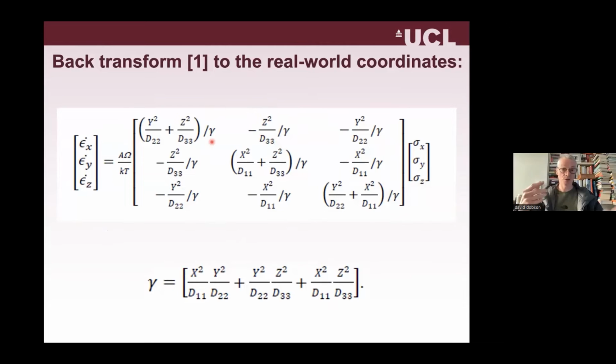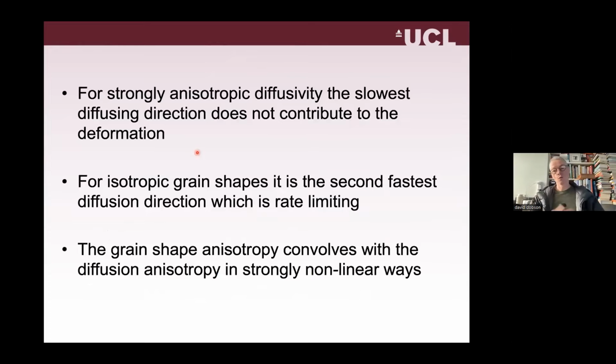Okay, so this is the equation that I'm going to be using. It's for that special case of stresses parallel to crystallographic axes. Okay. What we find is that for a really strongly anisotropic diffusivity, the slowest diffusion direction doesn't contribute to the deformation. Okay. We also find that for isotropic grain shapes, it's the second fastest diffusion direction which is rate limiting, because of course, you can diffuse as fast as you want in the fastest direction, but you have to bring the material from somewhere. And it's faster to bring it from the second fastest direction than it is in the slowest direction. Okay, so the slowest direction doesn't contribute, and you end up rate limited by the second fastest diffusion direction.